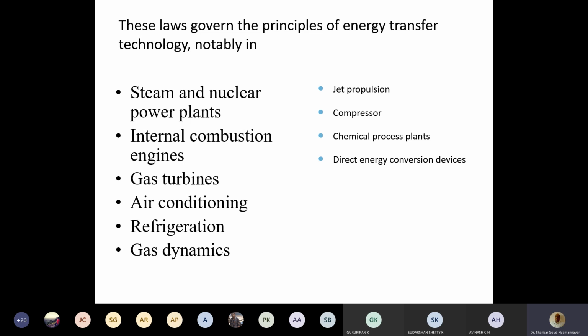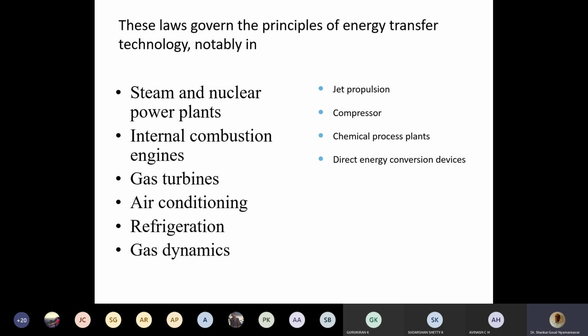This is basically conversion of one form of energy to other form of energy. This has a very important role in our day-to-day life. We cannot imagine our life without IC engines, right? Similarly, other technologies are also equally important. The steam turbines or the nuclear power plants, they are very important to us.